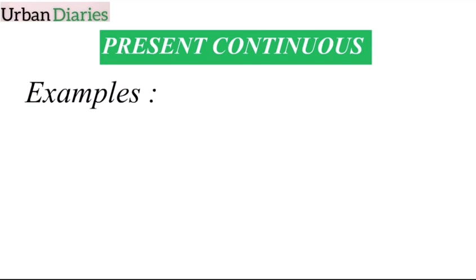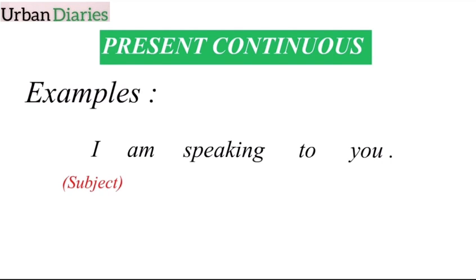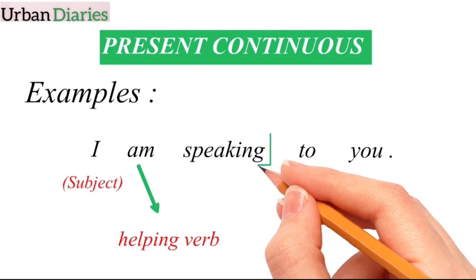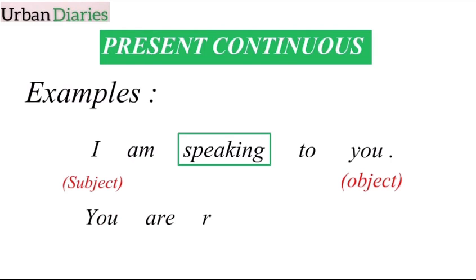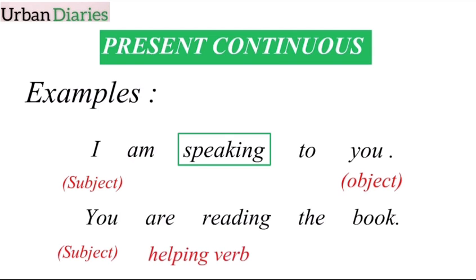Let's see some examples. I am speaking to you. In this sentence, I is the subject, am is the helping verb, speaking is the verb adding ing to it, and you is the object. Next example. You are reading the book. You is the subject and because our pronoun is you, we'll add are as the helping verb. Then reading is the main verb and book is the object.